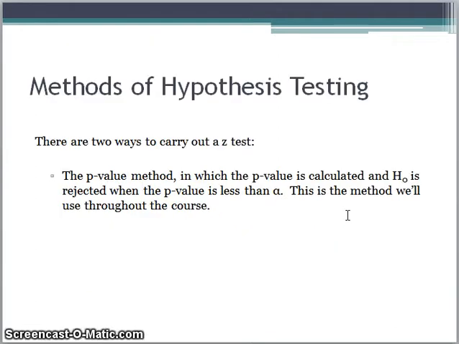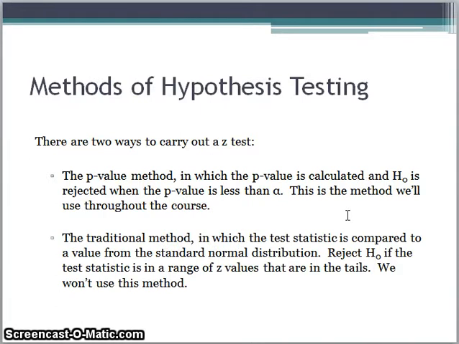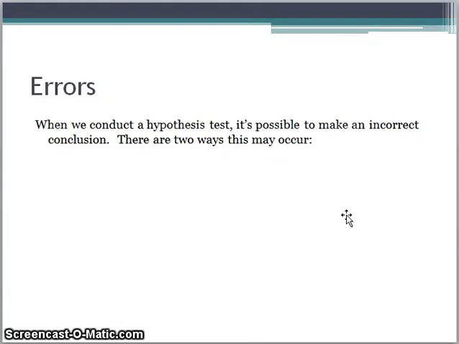So there are a couple ways we can do hypothesis testing. The first is the p-value method, in which case we're calculating the p-value and we'll reject H0 if the p-value is less than alpha. We're going to use this method because that's the method that's really used every time you read a journal or, in the real world, this is how it's really done. The other method, which you'll see in textbooks, is the traditional method in which you use the test statistic and not the p-value. But the p-value is much easier, I think. We're not going to use that.